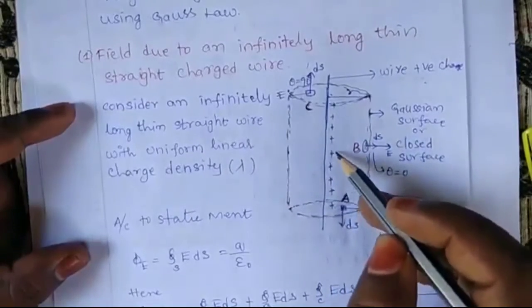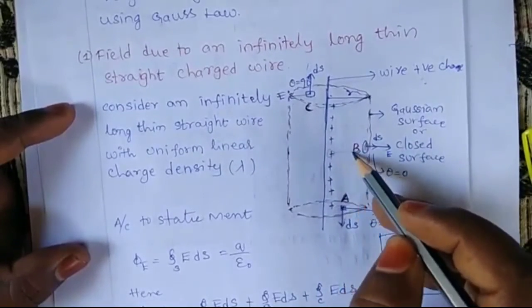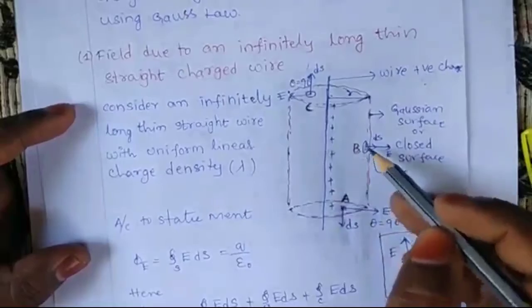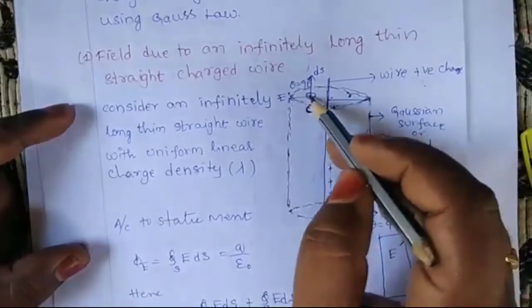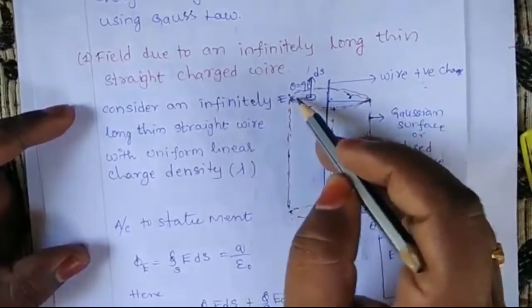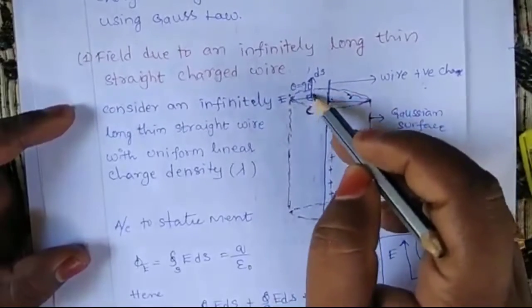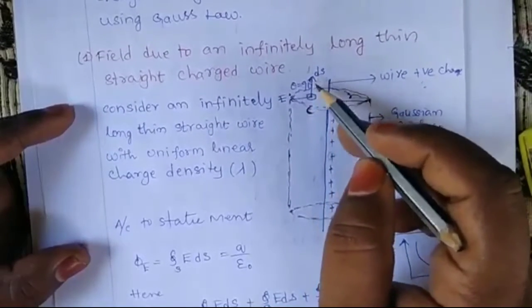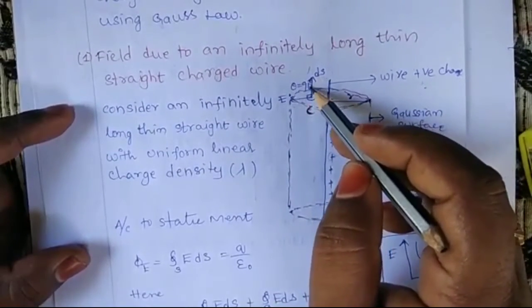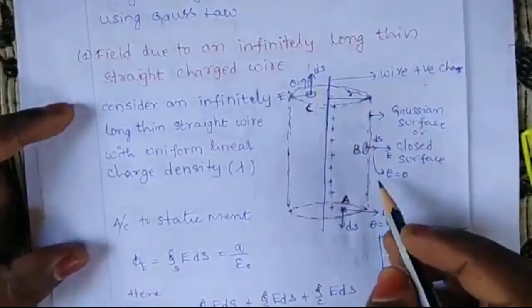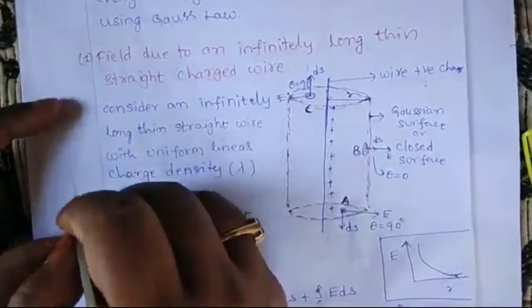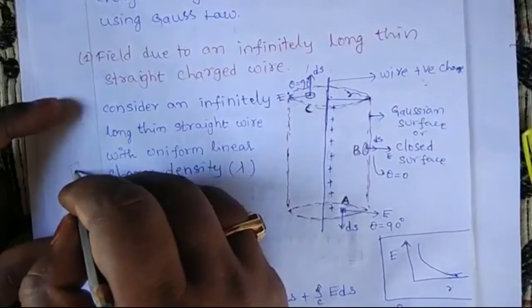Normally to the charged body. It is always like this. Here at C, we can observe that the electric field intensity is in the leftward direction and the area vector is in the upward direction. Here the angle between them is 90 degrees. Okay, here suppose it is a positively charged thin wire.